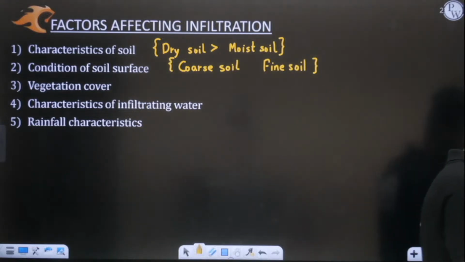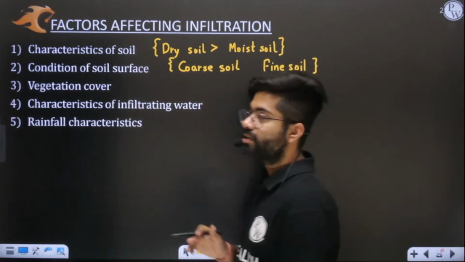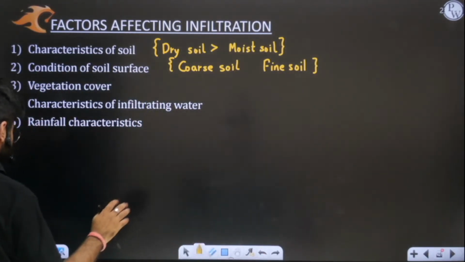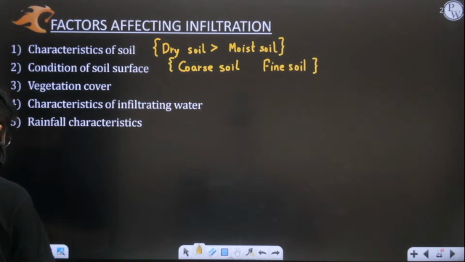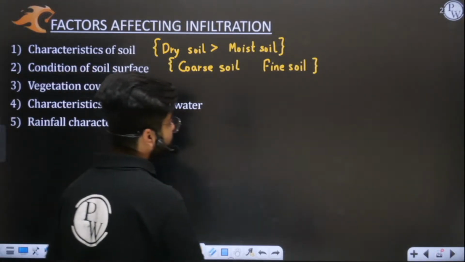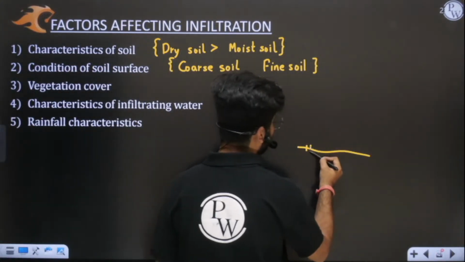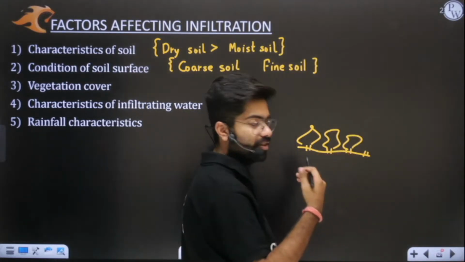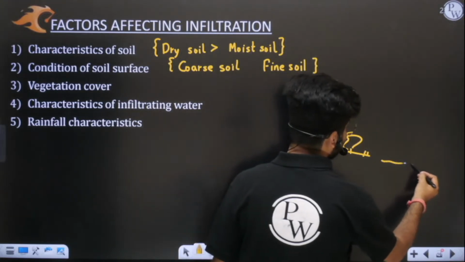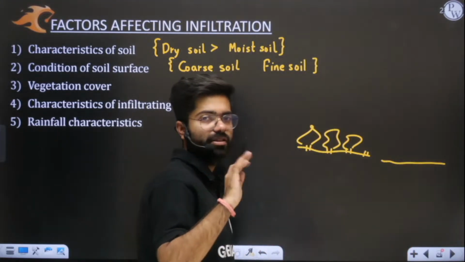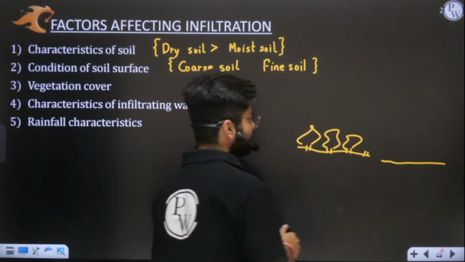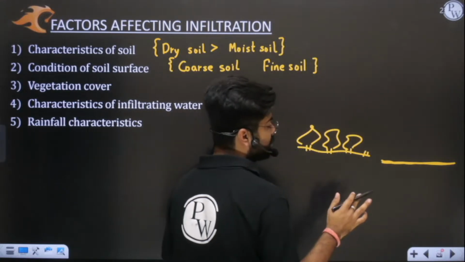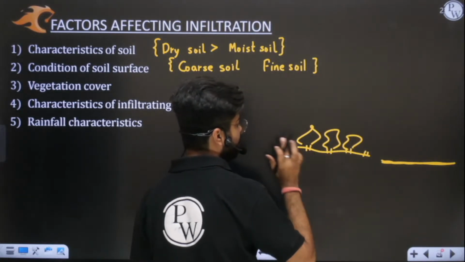Perfect. Now the next question is vegetation cover. Let us assume one thing. Let us say we have two areas. One is fully covered by vegetation. Trees are there, shrubs are there, and let us say crops are also there. And one area is completely plain or barren, a desert kind of area. So imagine we have a barren land and an area which is completely covered by forest.